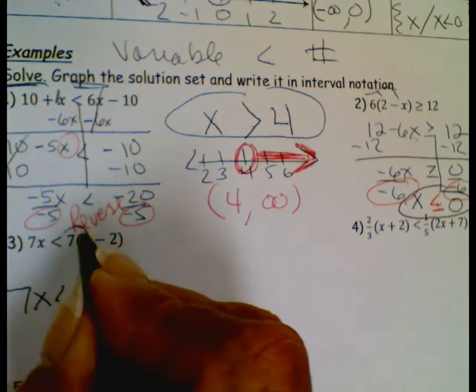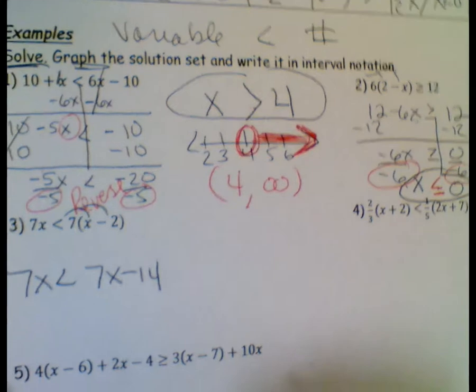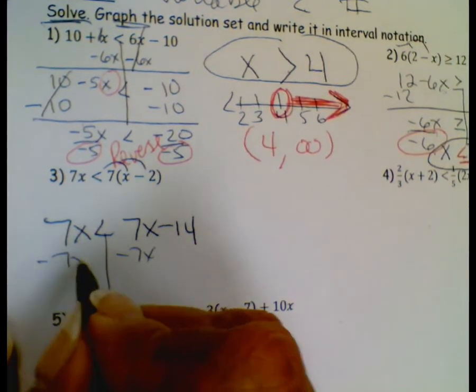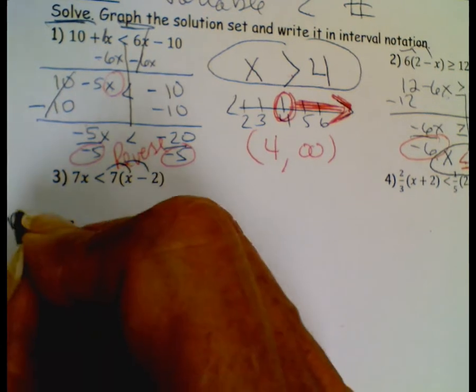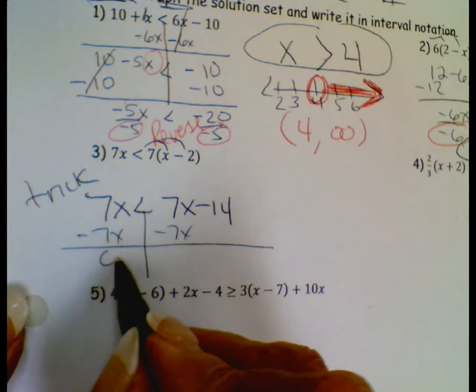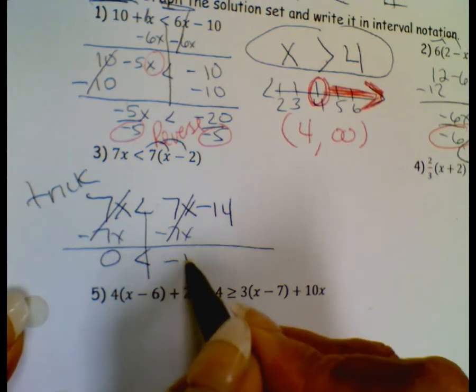So number 3. 7x is less than, distribute: 7x minus 14. Okay, so here's your problem. If I subtract 7x from both sides, the x actually cancels out. So this is one of those trick problems because there's no variables to solve for. So this is 0. This cancels out. 0 is less than 0 minus 14.